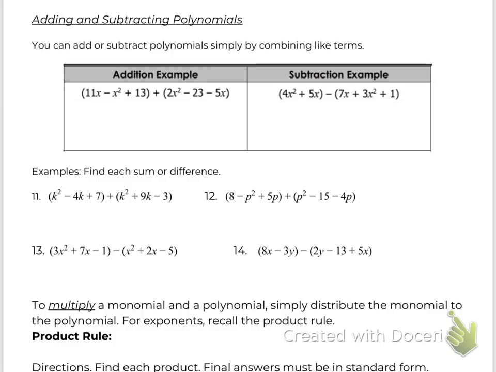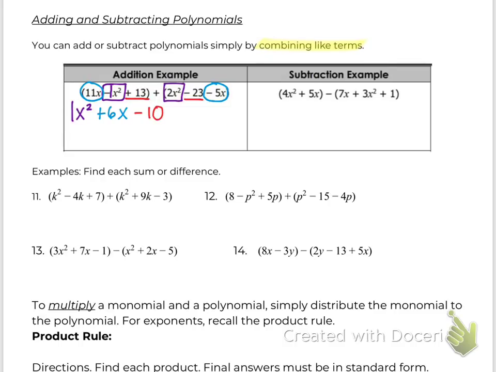You can add or subtract polynomials simply by combining like terms. So if we have adding here, do you see how there's parentheses? There's no need for parentheses when we're adding, like there's nothing outside here that we need to distribute first or anything. So we can just collect like terms right away. So 2x squared minus x squared, remember that there's a 1 in front of that, is just 1x squared. 2x squared minus 1x squared is 1x squared. Okay, then we have 11x minus 5x. 11x minus 5x is 6x. Okay, and then 13 minus 23 is negative 10.